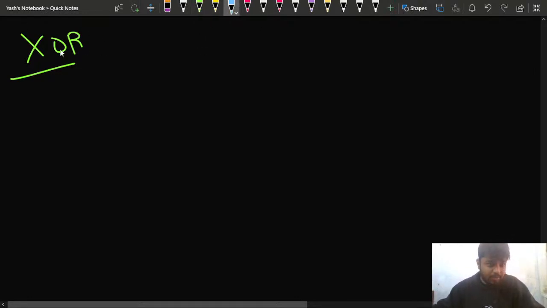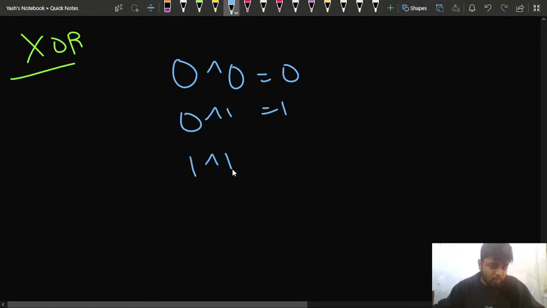So if I have a particular XOR, I know the properties of XOR, right? There are 4 properties. Basically 4 properties means 4 observations that I want you to make. If I do 0 XOR 0, I'll get 0. If I do 0 XOR 1, I'll get 1. If I do 1 XOR 0, I'll get 1. If I do 1 XOR 1, then I'll get what? 0, right? So observe these 2 things.